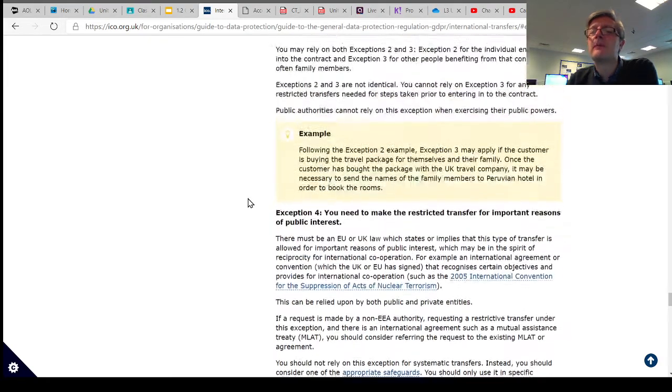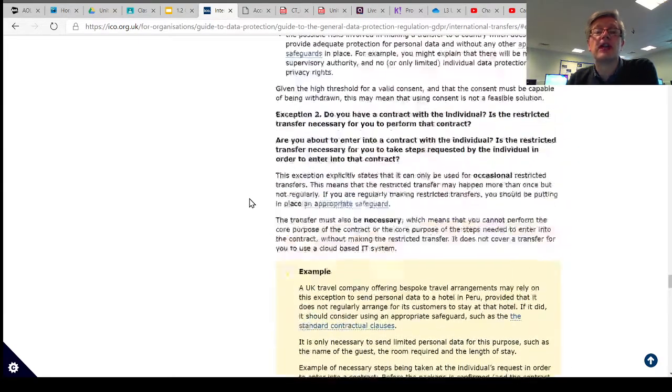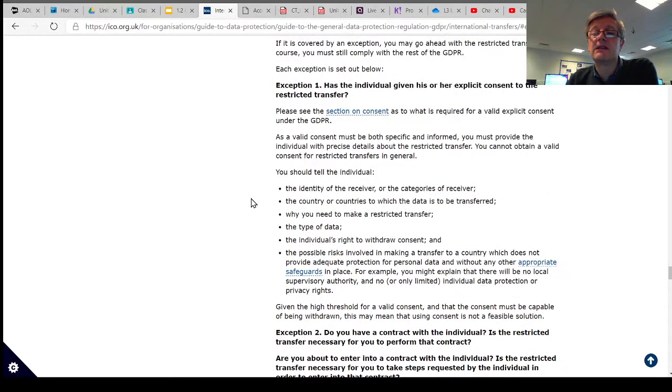Okay, so there are some exceptions to the rules, but generally there has to be some legal agreement between you and the country you're dealing with, the business that you're dealing with in that country, to make sure that they are complying with those same laws or an equivalent of those laws.